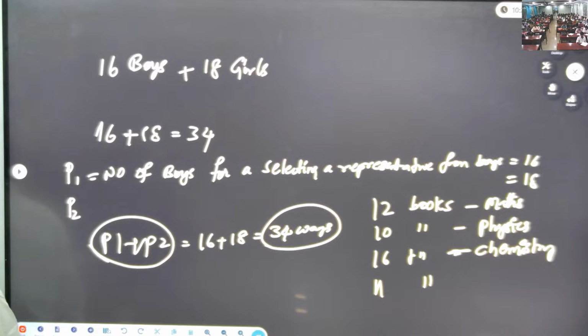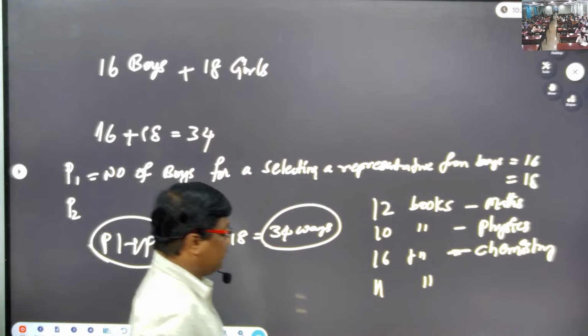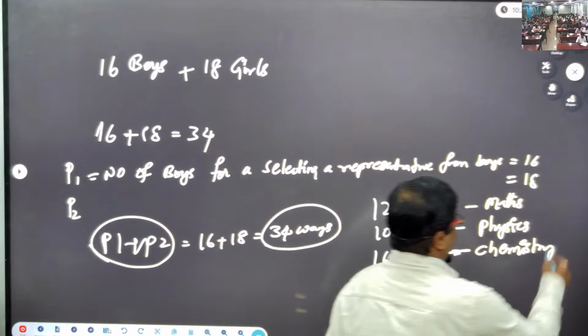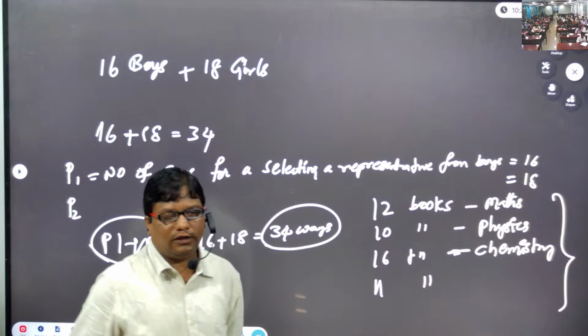Okay. Question is, how many ways are there to select, if one wishes to choose one of the books for study?